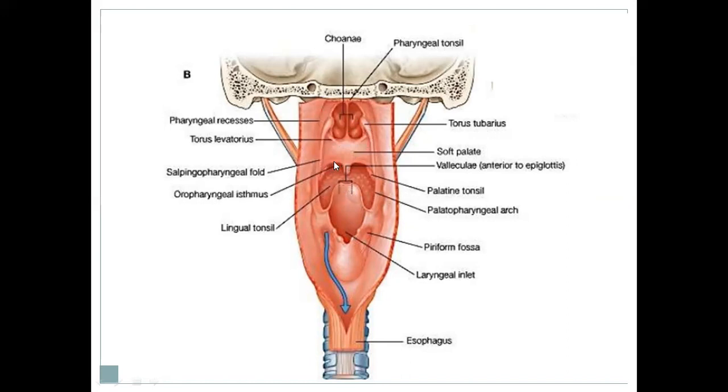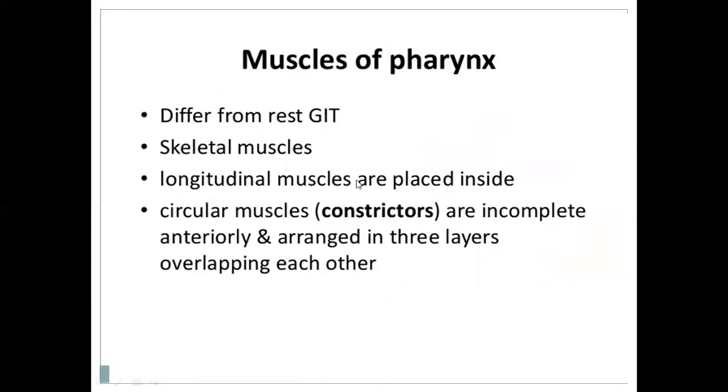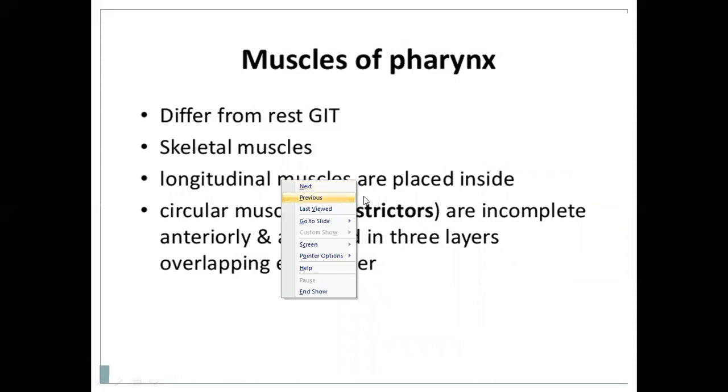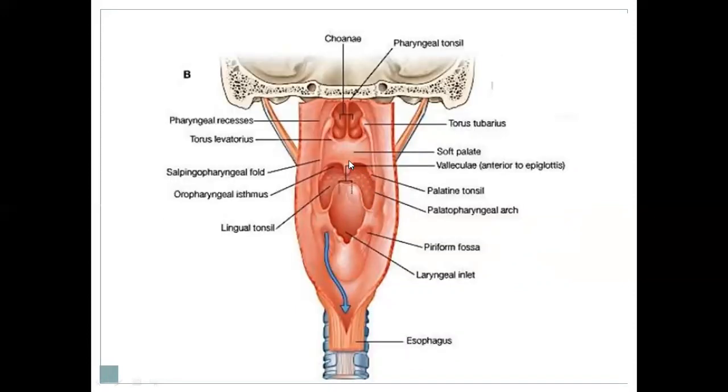In the oropharynx, these are the palatoglossal arches, and these form the oropharyngeal isthmus, and these are the palatopharyngeal arches. Sorry, these are the palatopharyngeal arches. In between the palatoglossal and palatopharyngeal arches, we have the palatine tonsils. This is the root of the tongue, which has the lingual tonsils, and this is the epiglottis.